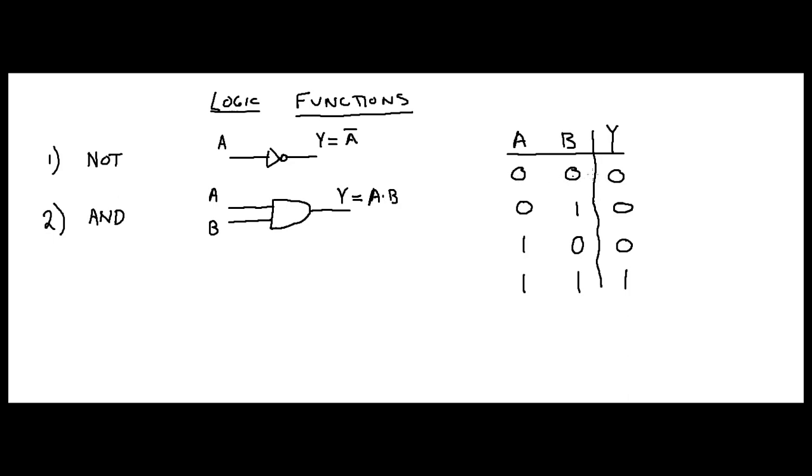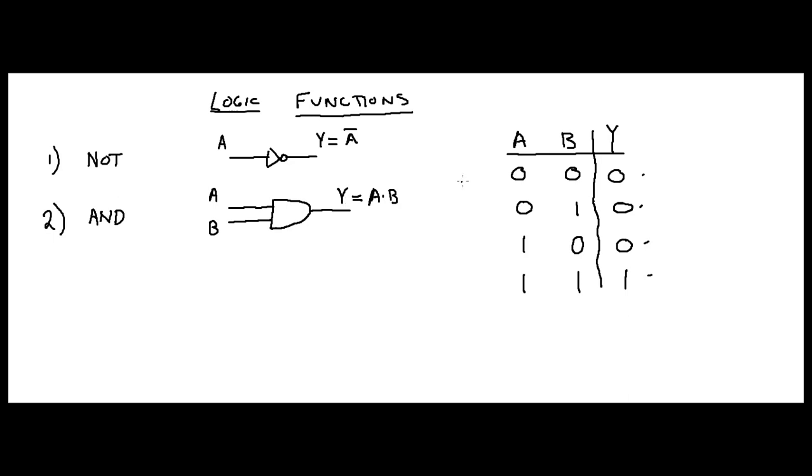So 0 times 0 is 0. 0 times 1 is 0. 1 times 0 is 0, right? So you have basically each one of these. But 1 times 1 is equal to 1, all right? So this is your truth table for your AND gate, all right?